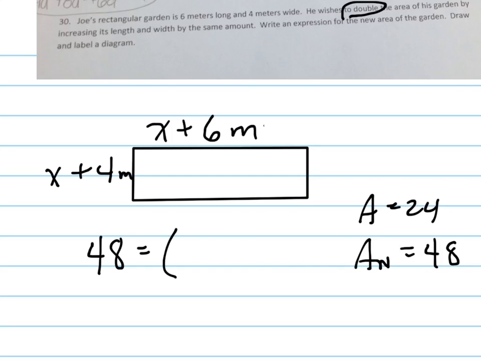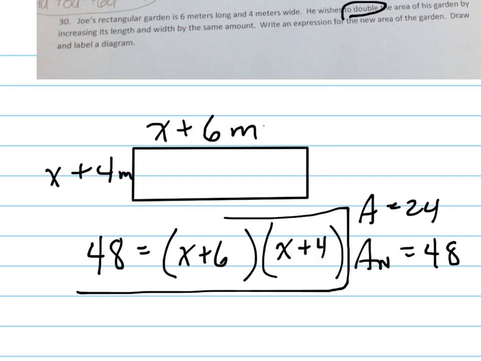The new formula is going to be the new length, which is x plus 6, or 6 plus x, times the new width, which is x plus 4. So there's your expression that they asked for. It says just to write an expression for the new area, draw and label the diagram. So there's your answer, and then the next step might be to solve this for x, in which case if they did want you to take it to the next level, I'll go ahead and explain what you'd have to do for that.